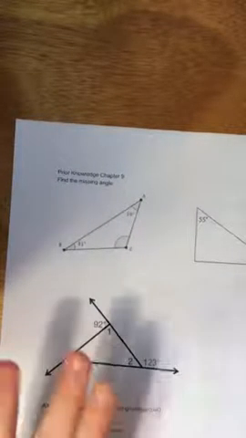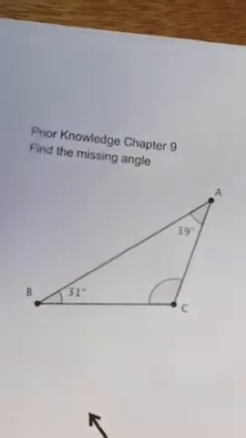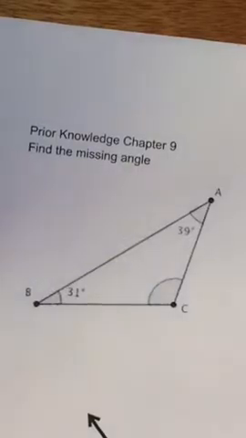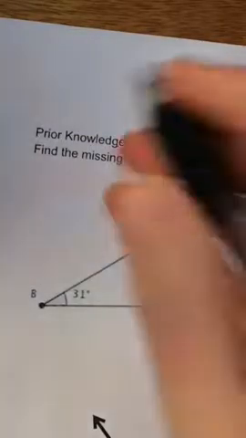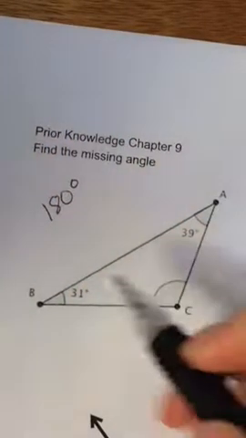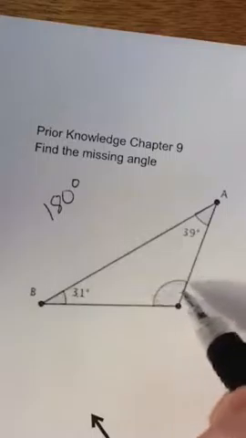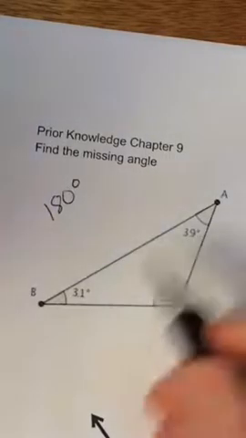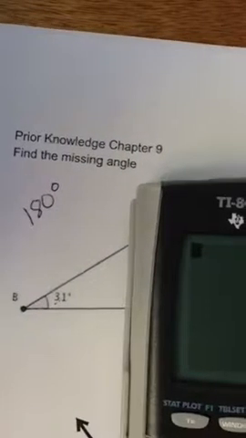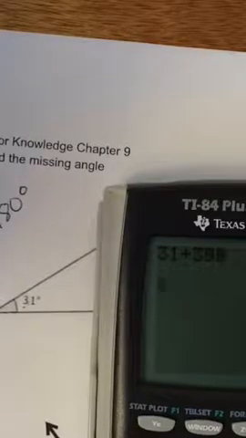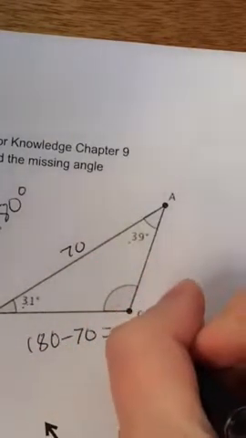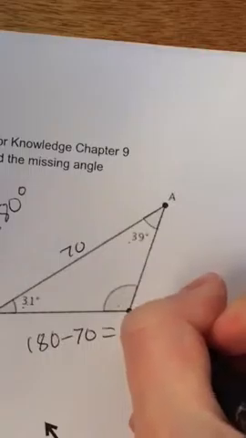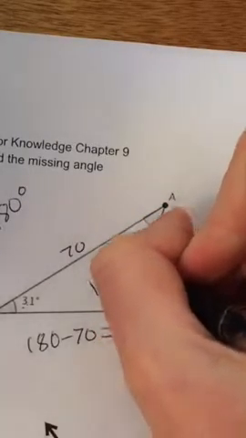All right, so you guys have some prior knowledge from 7th grade that you should have, but we're going to go over just to make sure. So one thing is, all three angles of a triangle add up to 180 degrees, right? So if I want to figure out what this third angle is, all I would have to do is add up these two, so 31 plus 39, which is 70 between the two, and then do 180 minus that number. So 180 minus 70 is 110 degrees, right? Oops, 110 here. So it's 110 degrees.